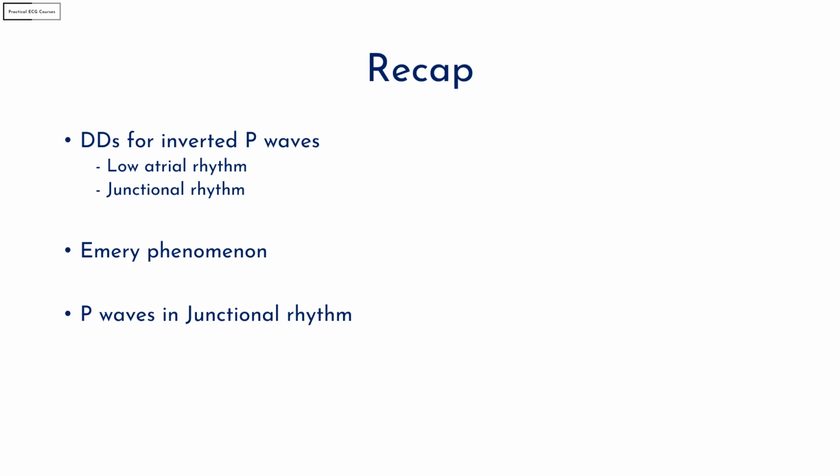First, we discussed the concept behind why P waves get inverted, how to derive DDs for inverted P waves, and how to differentiate between the DDs. A normal PR interval with an inverted P wave is indicative of low atrial rhythm, whereas if the PR interval is short, it is indicative of a junctional rhythm. Then we discussed Emery phenomenon, inverted P waves causing ST elevation, and how it can be misconstrued for STEMI if you are not aware of the Emery phenomenon. We also discussed why P waves should always be inverted in junctional rhythms, and the three ways in which P waves can be related to the QRS complex. And with that, we are done with today's session.